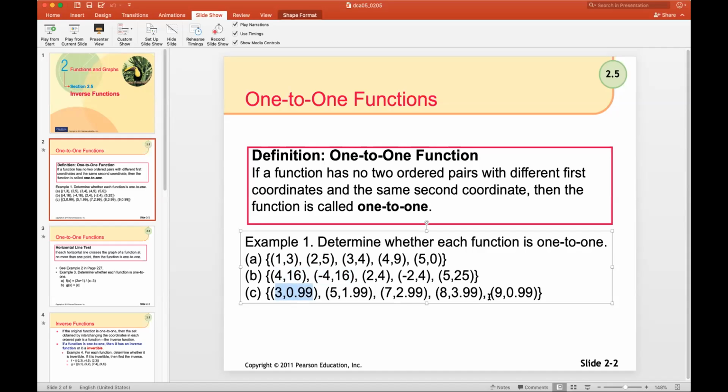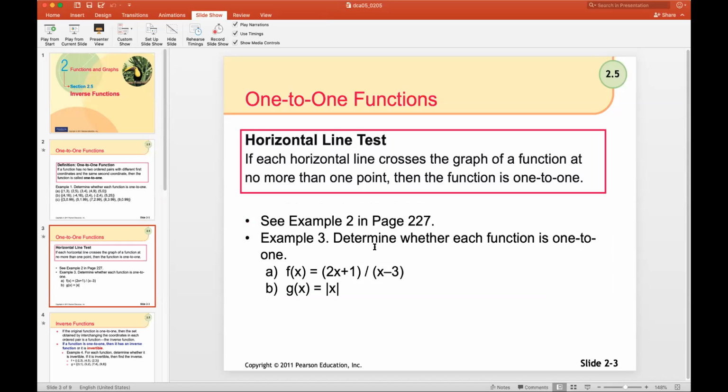(3, 0.99) and (9, 0.99). You see that these two ordered pairs, the first and the last, have the same second coordinate but different first coordinates. So C is not a one-to-one function. Okay. So now the horizontal line test. I told you, the horizontal line test is what?